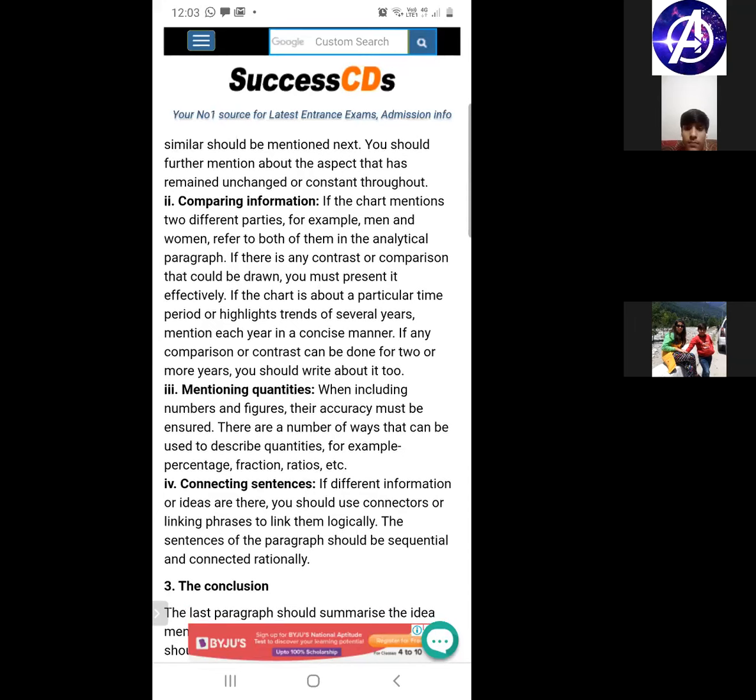This part is very important. The information has to be compared. When data is given in front of you, obviously it is not simply related to one year. This happened, this happened, and this happened. Some sort of comparison or contrast is very clearly visible. So to bring about that contrast in your writing is very important.